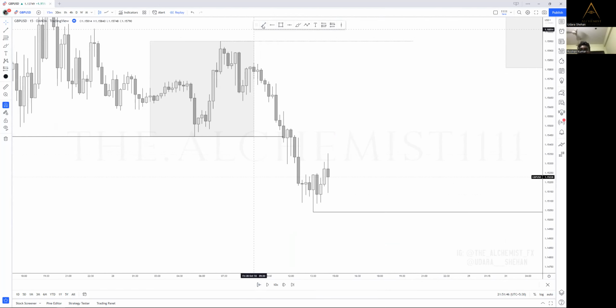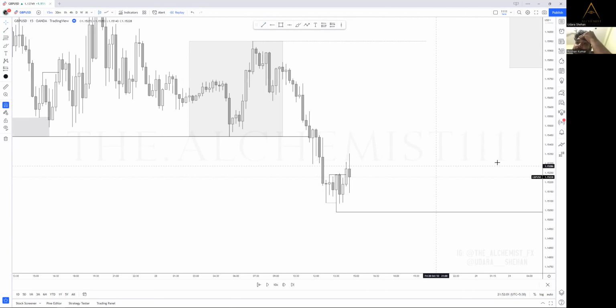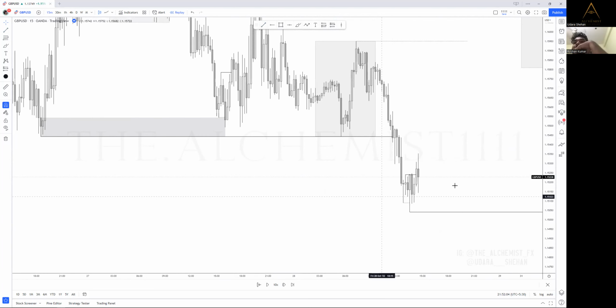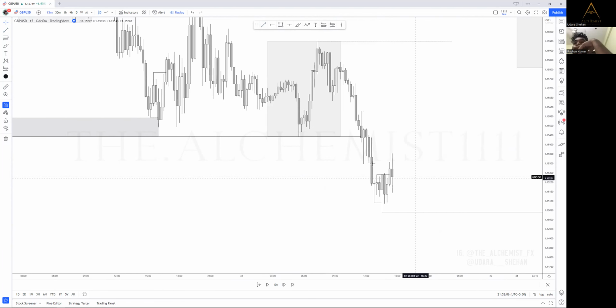So, what is this? It took out the Asian low, came down and created a strong low, a stop hunt, then a breakout structure, a break in here. We can trade on the 15-minute time frame. You can trade on the 5-minute too, that's fine, but you have to know the higher time frame direction. I'm only showing you this example, nothing else. So what happens now?